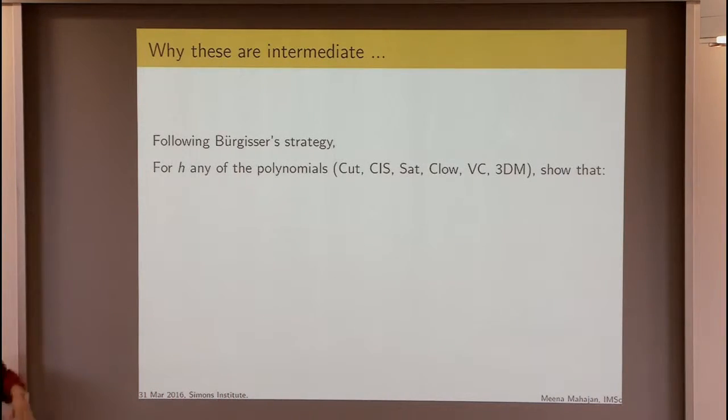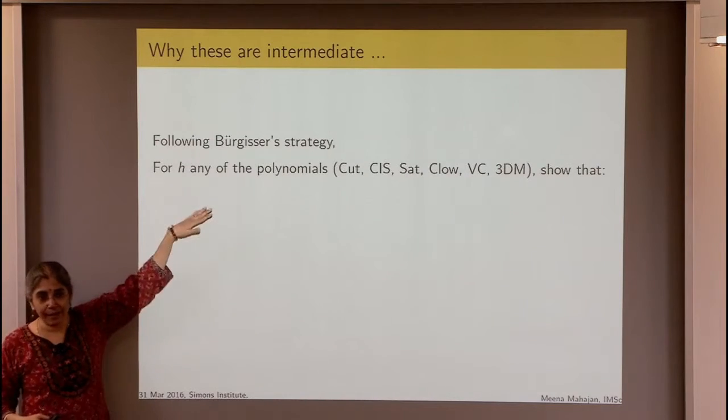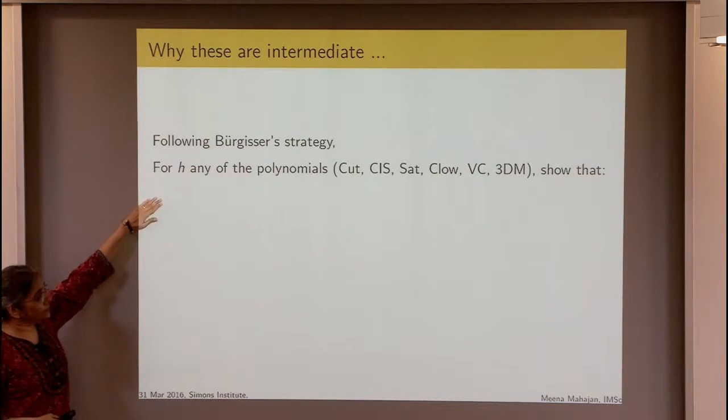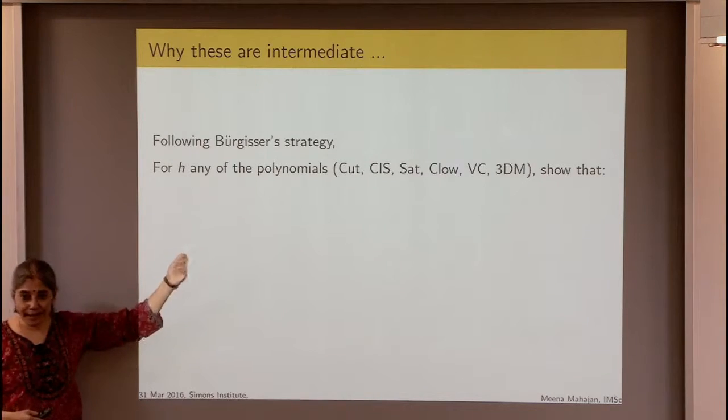Okay, so I listed out 5 new polynomial families, and I am claiming that all 5 of these are intermediate. Why exactly are they intermediate? Very roughly I have already said it's because the garbage monomials make it easy and the hard monomials make it hard. But how do you formally go about proving this? Well, we use exactly Bürgisser's strategy. It just needed a little bit of adaptation because our encoding was different.